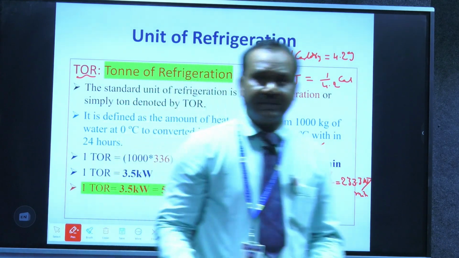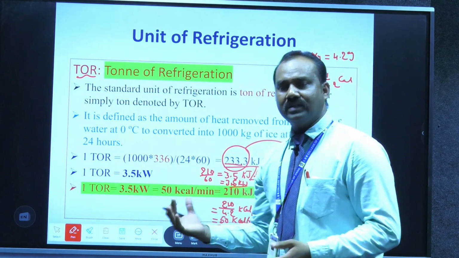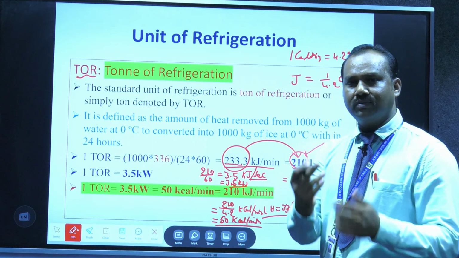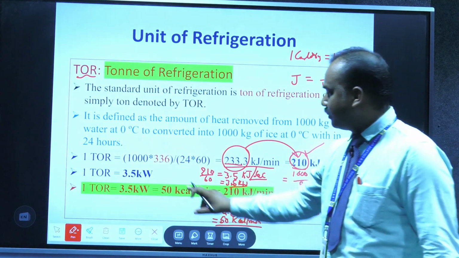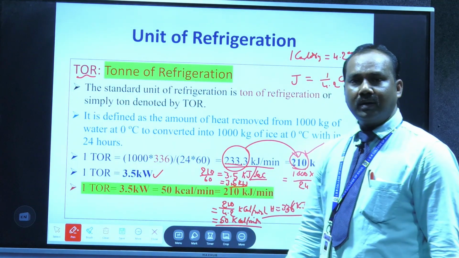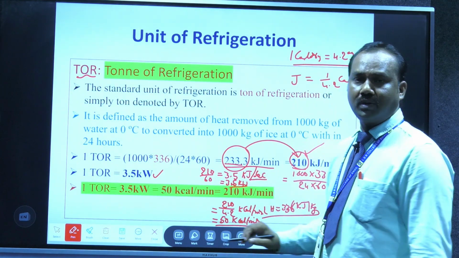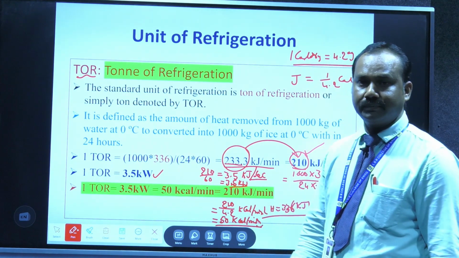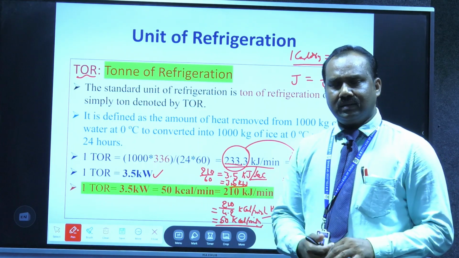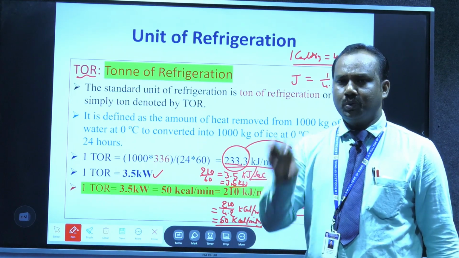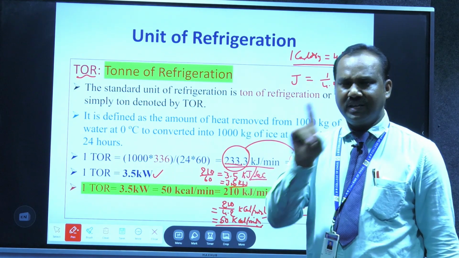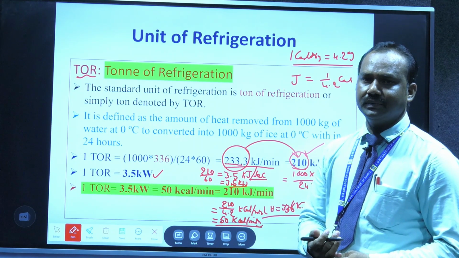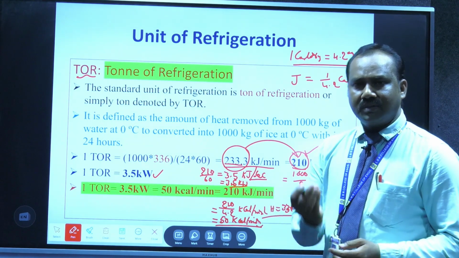So ton of refrigeration can be expressed in various values. It is equal to 210 kilojoule per minute. If you divide it by 60, because 1 minute equals 60 seconds, it is 3.5 kilowatts. Or since 1 calorie equals 4.2 joules, 210 by 4.2 gives 50 kilocalorie per minute. So the meaning is the machine is able to remove 210 kilojoules of energy each minute. It is called a 1 ton refrigerator or 1 ton air conditioner, right? So the unit of refrigeration capacity is ton of refrigeration.